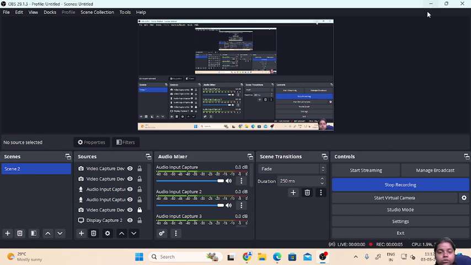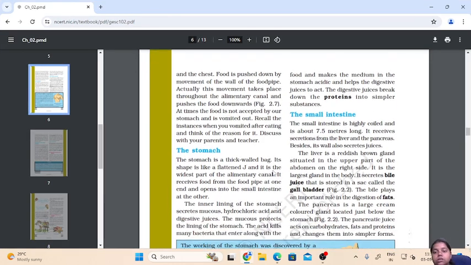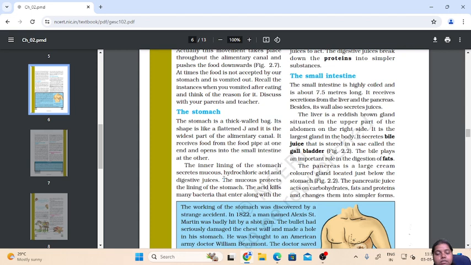Okay, so in today's video, we are going to learn what happens to the food when it enters the different parts of the digestive tract. In the last video we saw up until the esophagus, correct? So in today's video we will start from the stomach onwards. Let's see what happens when food enters the stomach.